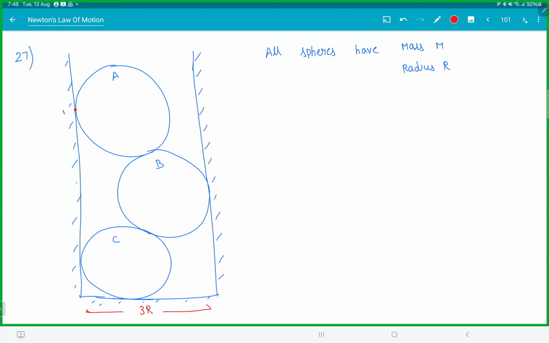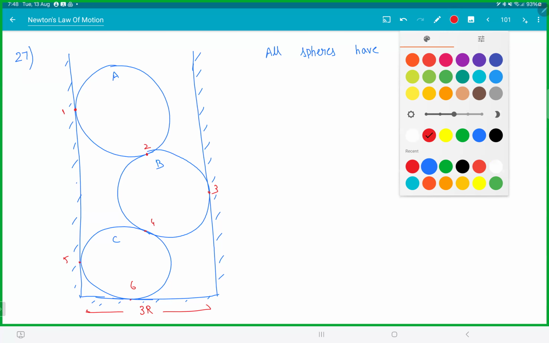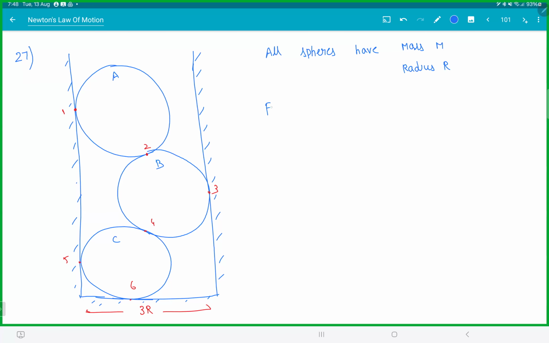So let's number the points. This is contact 1, contact 2, contact 3, contact 4, contact 5, and contact 6. So it is touching at 6 places, so there are 6 normal reactions. Find all normal reactions. The system is at rest.